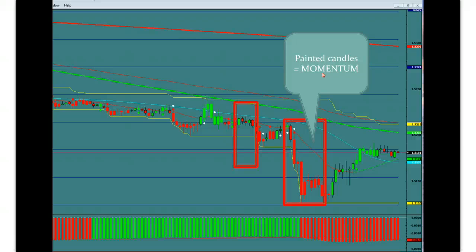You also see the white dot. Now, white dot we'll talk about in a minute. But brightly painted red candles going down means momentum is in there, pushing the currency to its target. All right. The other thing you can see is that we have these little blue lines, which is a grid.